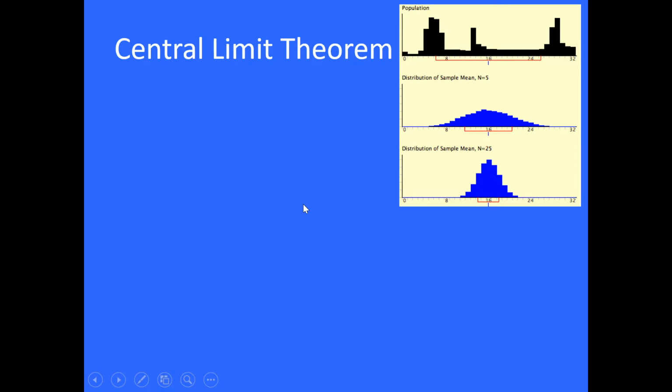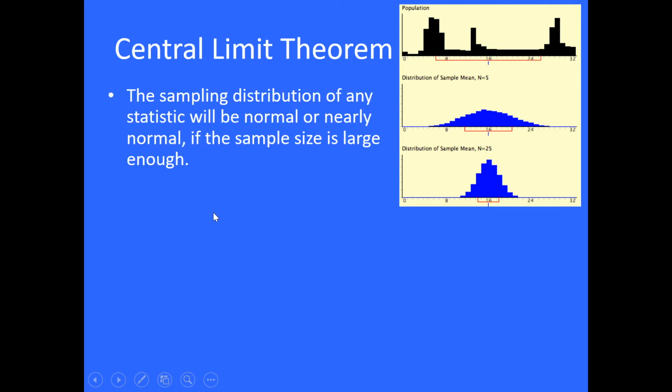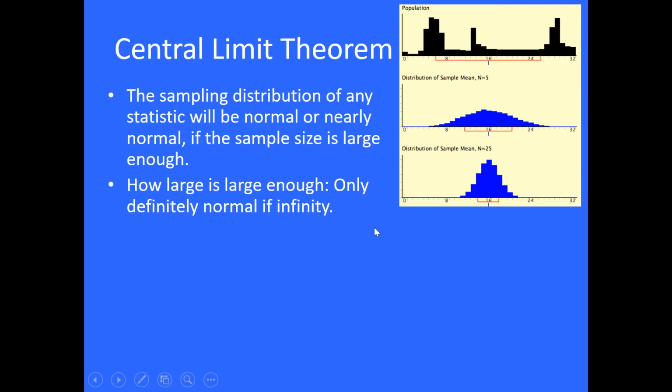So there's something called the central limit theorem that tells us that this kind of thing is going to happen. What it says is the sampling distribution of any statistic will be normal or nearly normal as long as the sample size is large enough. So with this crazy distribution, sampling distributions of means are almost normal even when n is equal to 5. When you get to 25, they're really getting close to normal. I mean, they're only going to definitely be normal if the sample size is infinity. But usually you get pretty close to normal even with pretty small sample sizes.